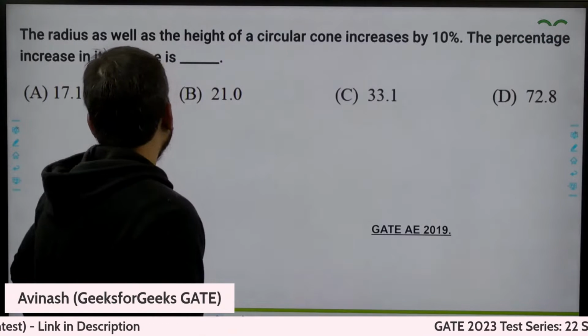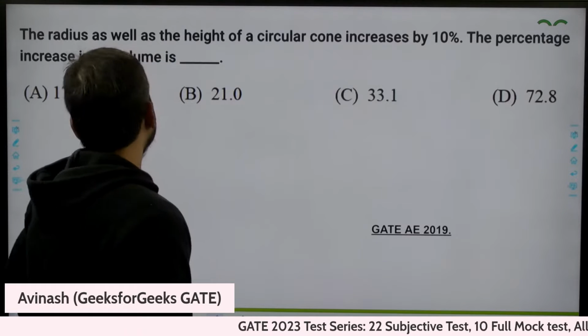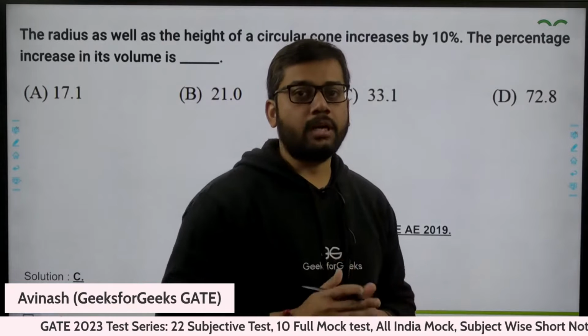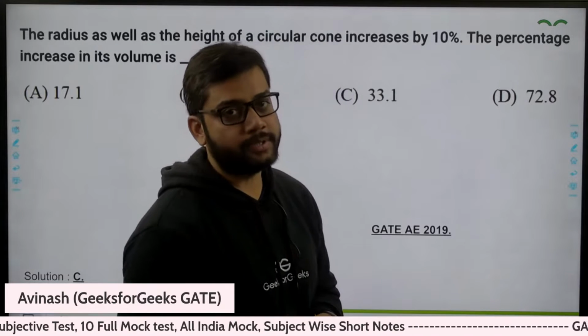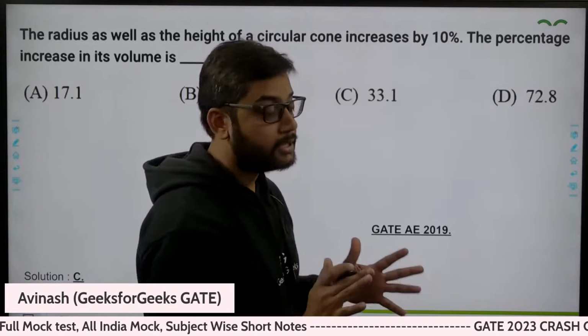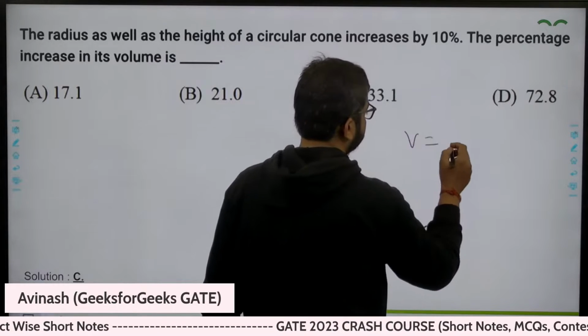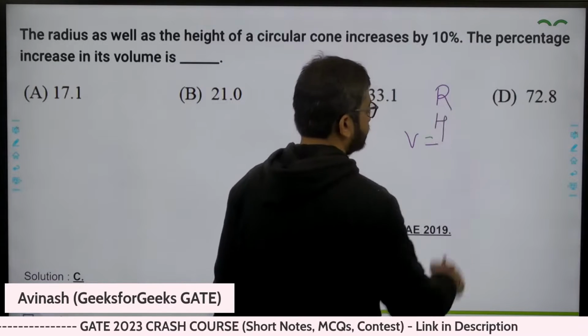Now see this. The radius as well as the height of the circular cone is increased by 10%. The percentage increase in its volume is what? Now people will understand this is a combination of percentage as well as the mensuration part. But the question is very easy. Suppose initially the radius is r and height is h.